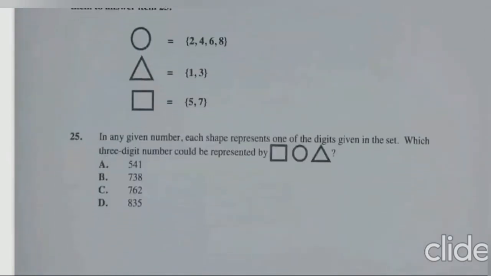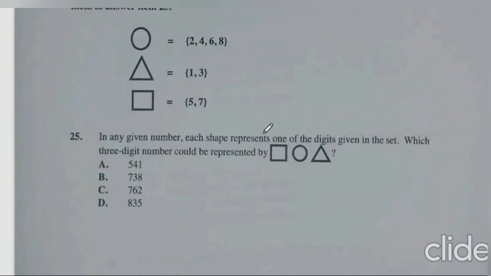Examine the 3 shapes below. Each shape represents its own unique set of digits. Use them to answer item 25. So we have the circle: 2, 4, 6, 8; triangle: 1, 3; and square: 5, 7. In any given number, each shape represents one of the digits given in the set. Which 3-digit number could be represented by square, circle, triangle?